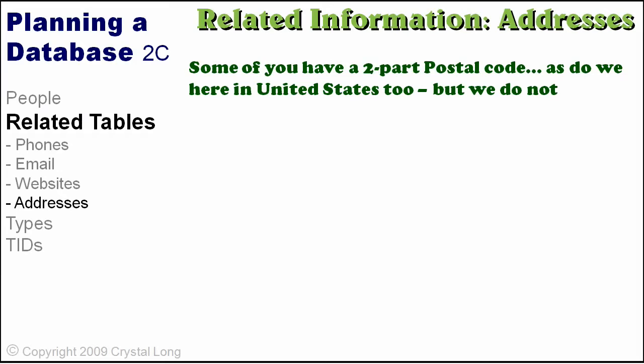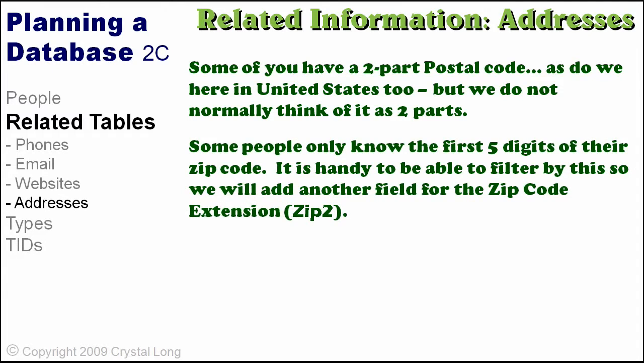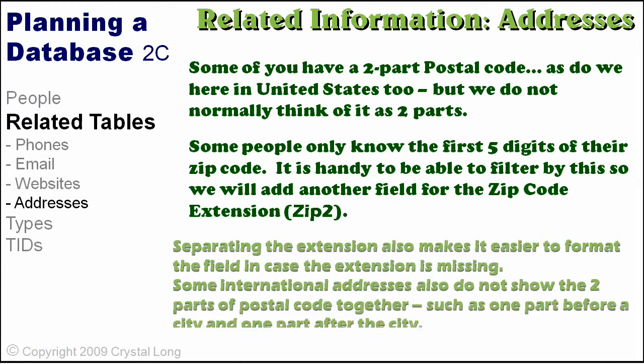Some of you have a 2-part postal code, as do we here in the United States as well, but we do not normally think of it as 2 parts. And some people only know the first 5 digits of their zip code. It is handy to be able to filter by this, so we will add another field for the zip code extension, and we'll call the second field zip2. Separating the extension also makes it easier to format the field in case the extension is missing.